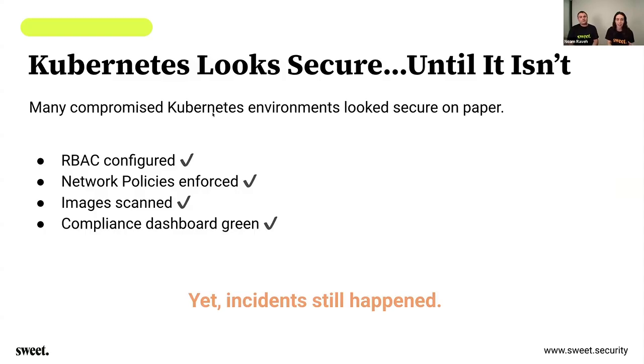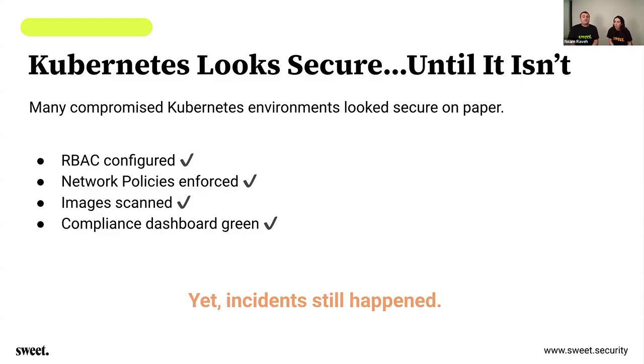Yeah, so the classic: Kubernetes looks secure until it isn't. I think most Kubernetes incidents don't really start with obvious failures. If you look at everything on paper, normally RBAC is configured well and the network policies are perfectly enforced. All the images are scanned. The compliance dashboards are completely green, nothing to worry about. And basically, these environments look exactly like what all of us are aiming to have in production.